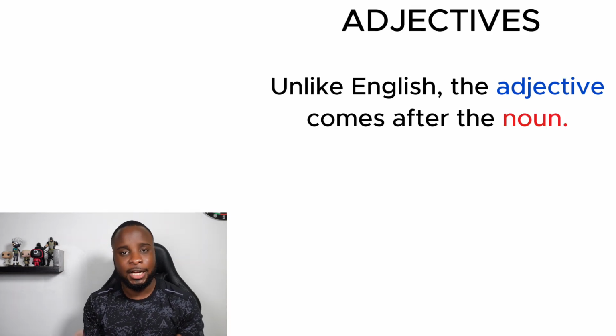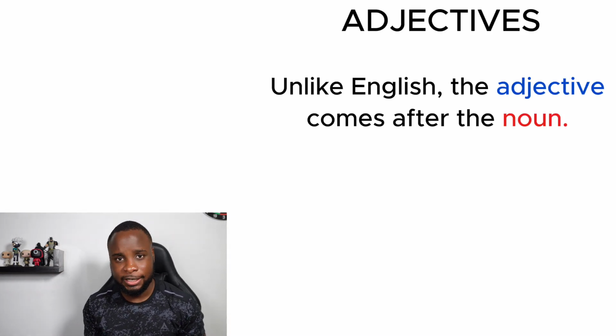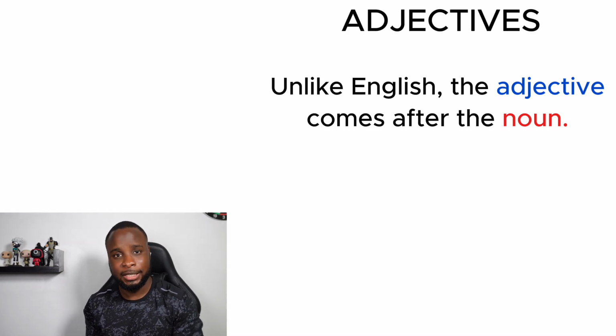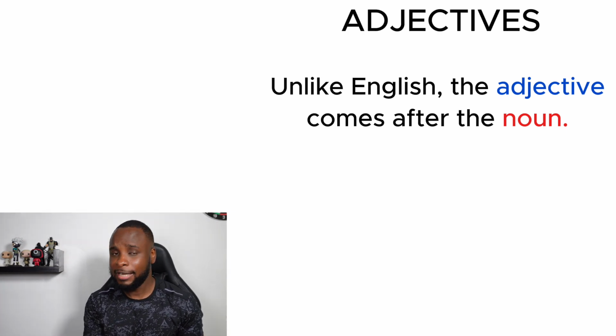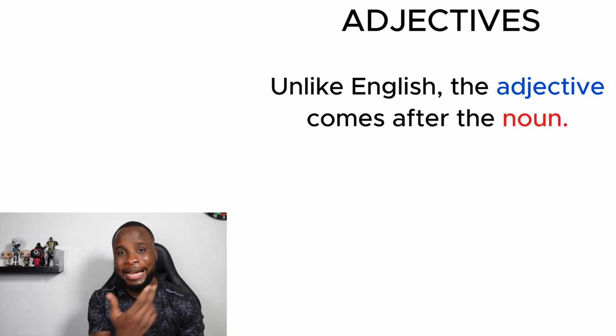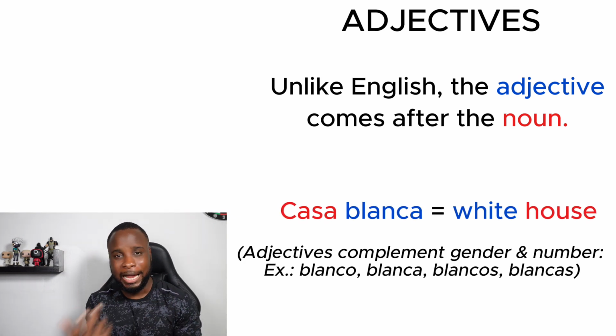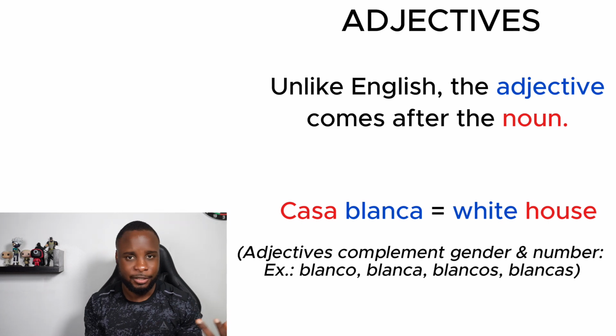So now for the final and most important step, you need to learn where to place your adjectives and ultimately how to bring it all together to be able to make grammatically correct phrases or sentences in Spanish. Now, if casa means house and blanca means white, in Spanish, we don't actually say blanca casa. What we say is casa blanca, and that's house white. It's kind of like reversed.